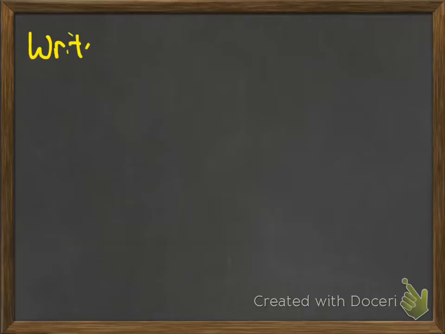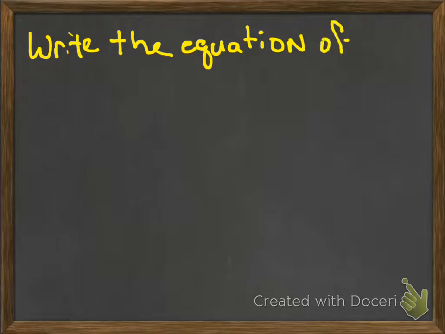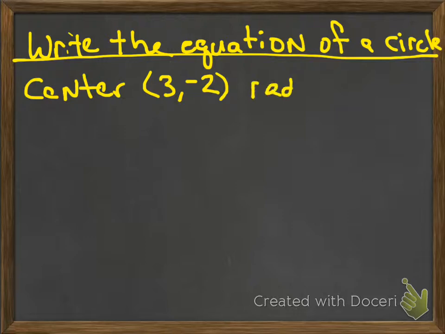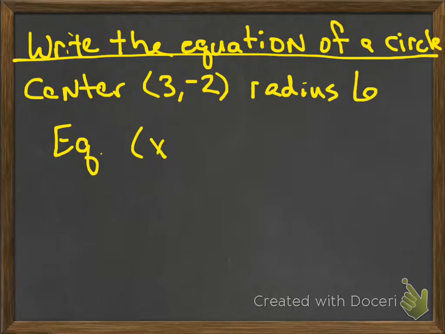Okay, now let's write the equation of a circle given the point, giving you a new center that's not at 0, 0, and let's try a different radius. Okay, so this one here, the center is at 3, negative 2, and let's give you a radius of 6. Okay. So here's what I do.